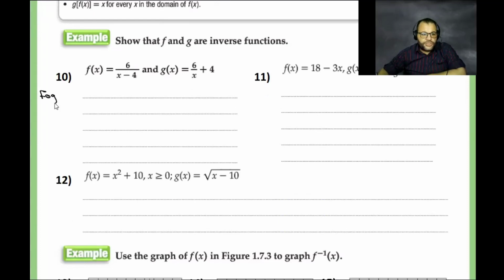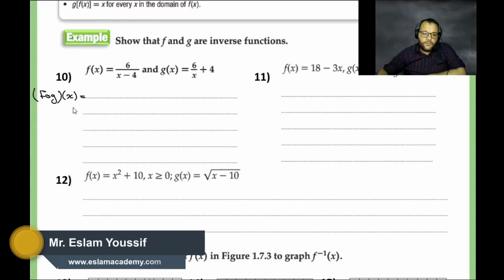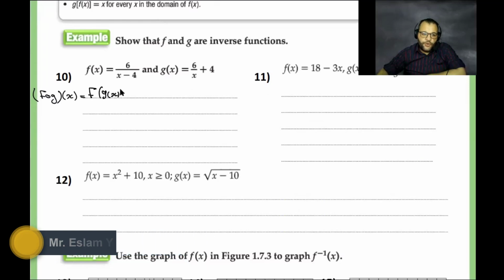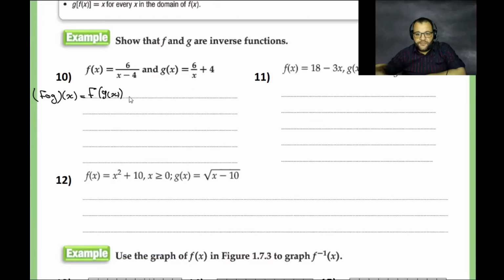So f o g of x, how do we find it? By finding f of g of x. If you need to find g composite f, no problem. Which one do you need to solve? f o g or g o f? You will find the same answer. Check both of them and find the same answer. It's not compulsory to find f o g. You can find g o f.